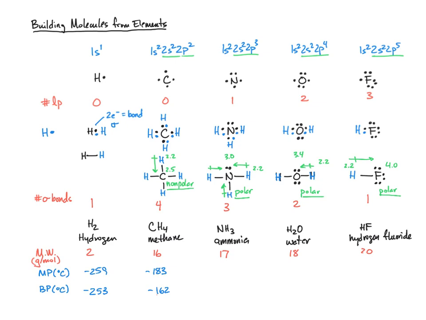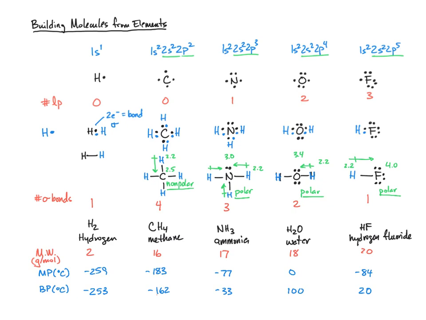Ammonia melts at negative 77, and it boils at negative 33. Water melts at 0 degrees, boils at 100 degrees. HF melts at negative 84, and boils at 20.